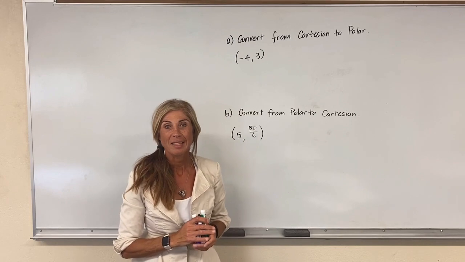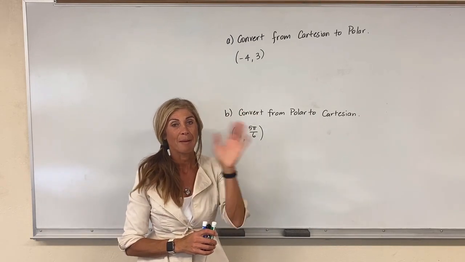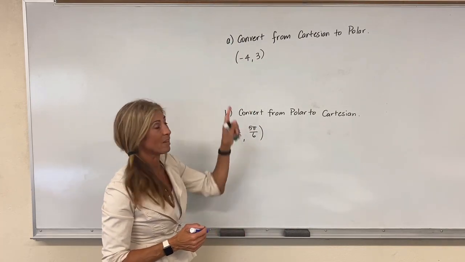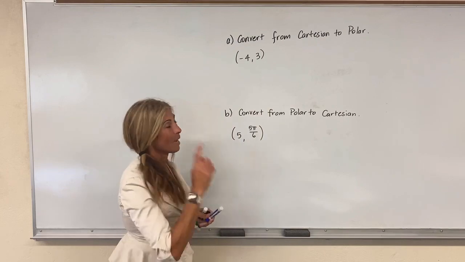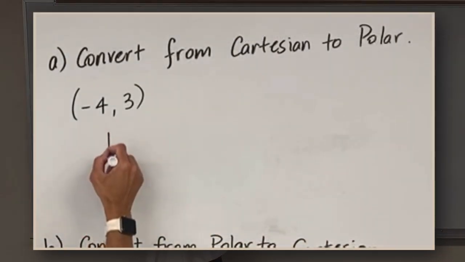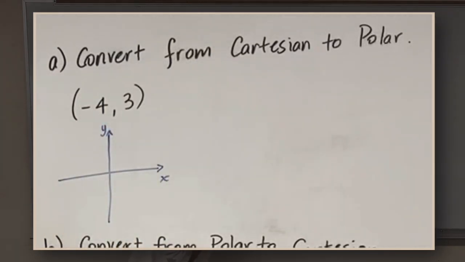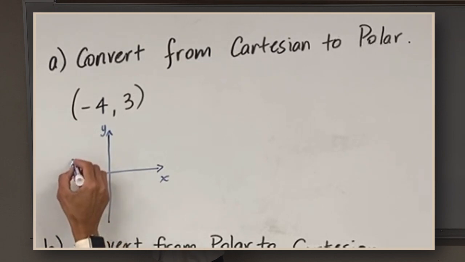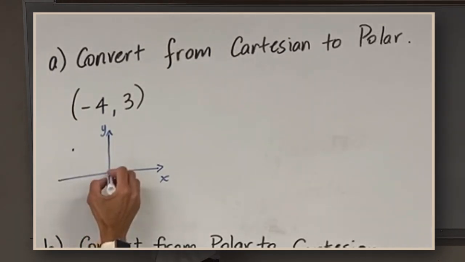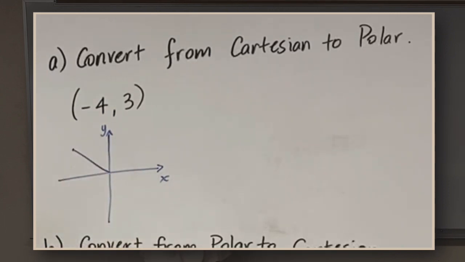Today we are looking at our thinking problem where we're looking at conversions from Cartesian to polar and polar to Cartesian coordinates. So this particular problem, we're given our Cartesian point, and I want you to be able to think and visualize this. So let me do a quick sketch on our Cartesian plane or our rectangular plane. (-4, 3) happens to be in the second quadrant. So we want to be able to give this point in terms of r and theta.